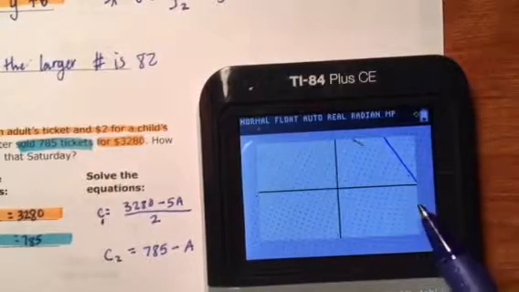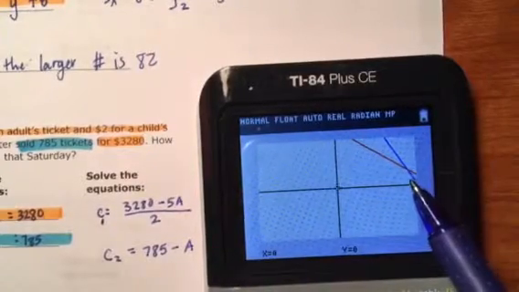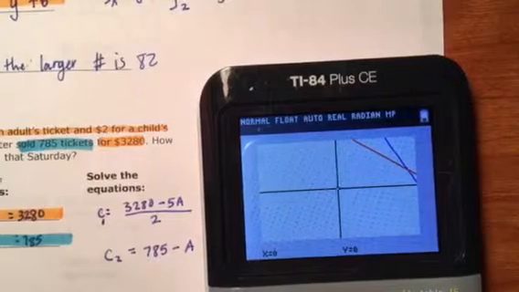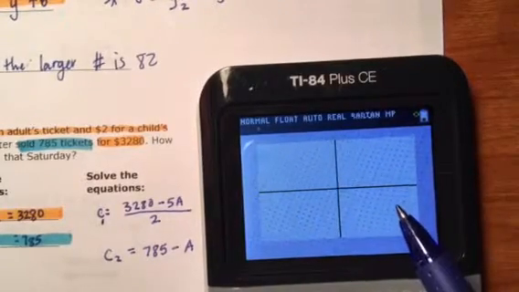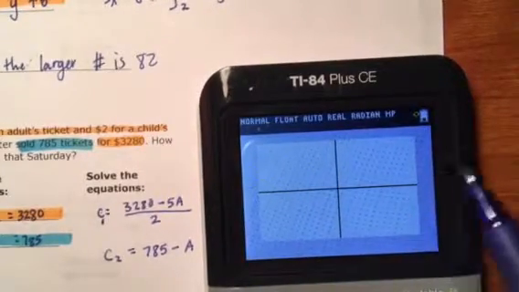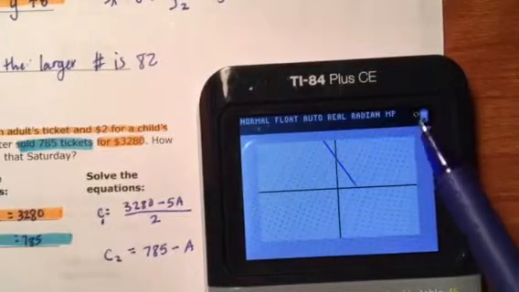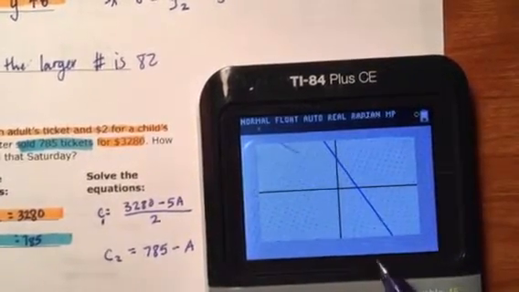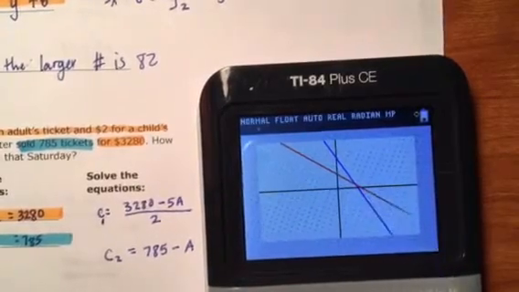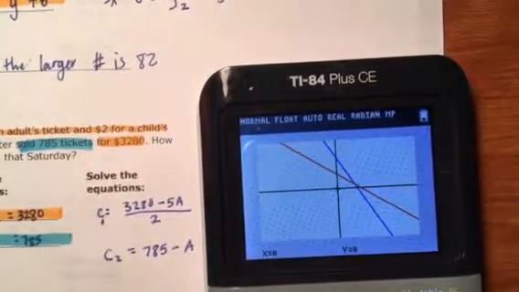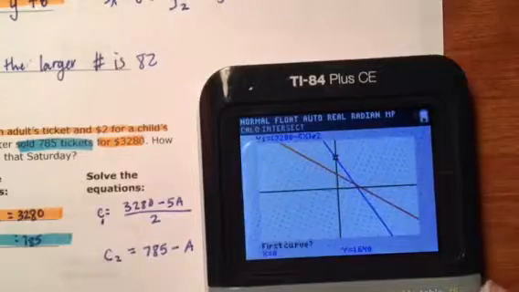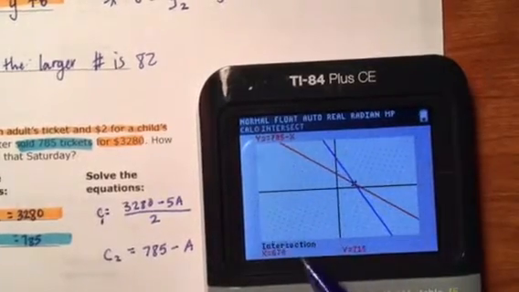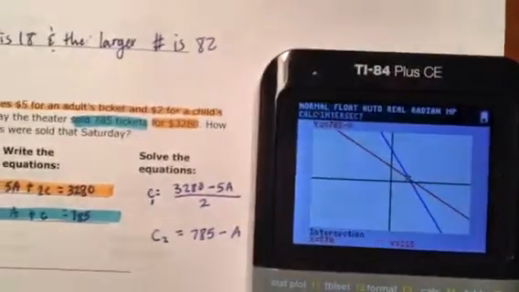Alright, so there's the first one, there's the second one. I don't have to fully see it, but if you wanted to, you could press enter one more time. Remember, if you see that circle going, it means it's working. So there's your intersection nice and clear. So I'm going to go second trace 5, looking for the word intersection.